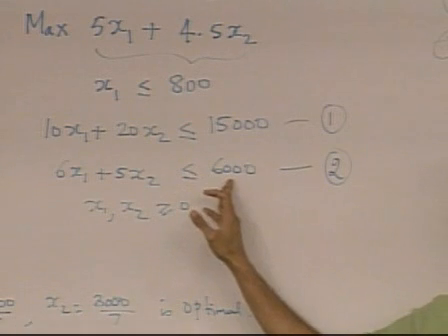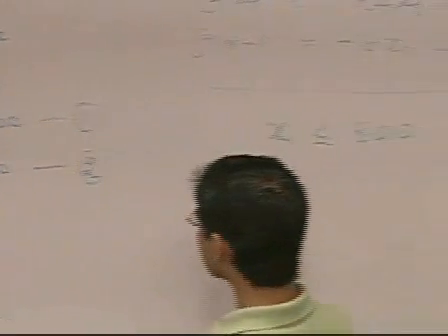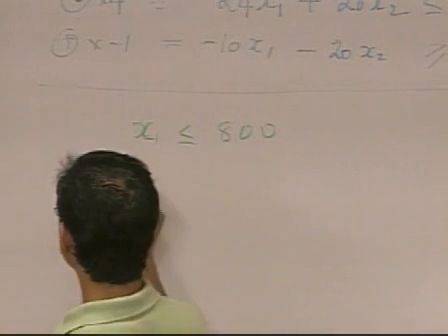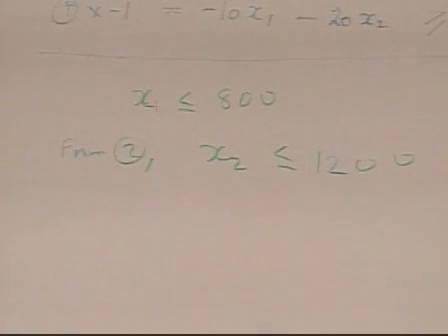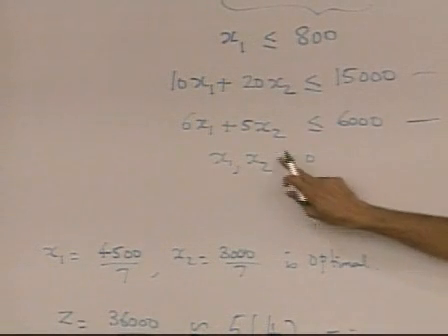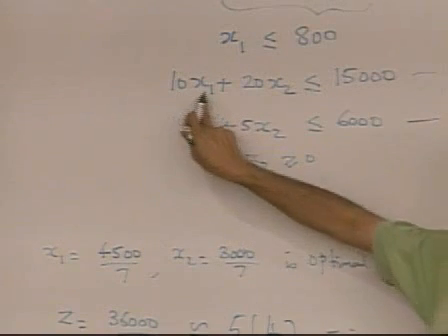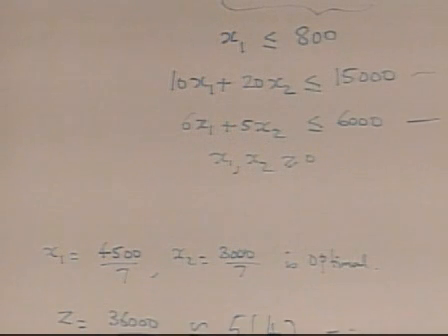1,200. Here's one idea that might work. We know x1 is at most 800, and we also know from equation 2 that x2 is at most 1,200. The reason you know this is because x1 is required to be non-negative, so the smallest it can be is 0, and so the largest that x2 can be is 1,200.